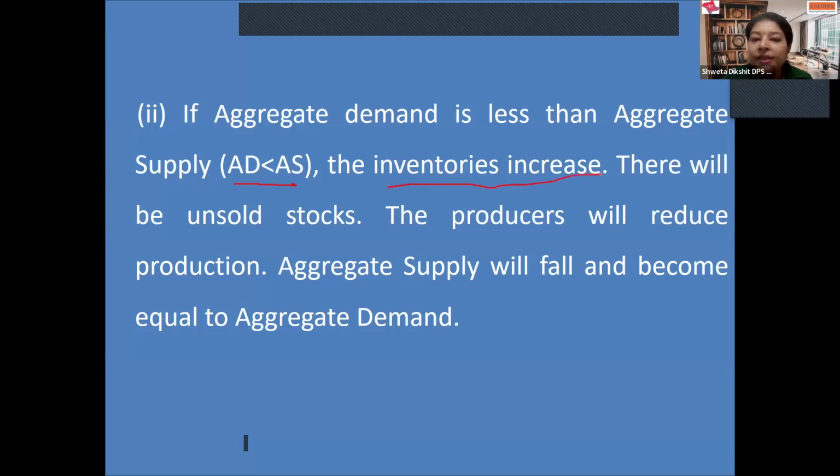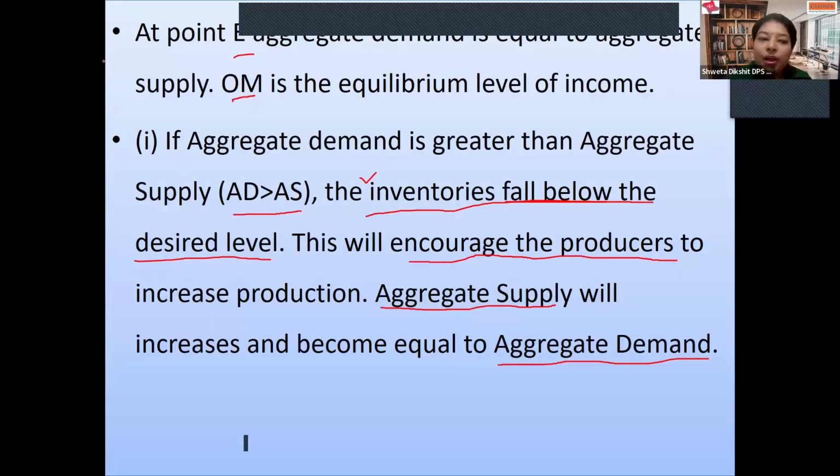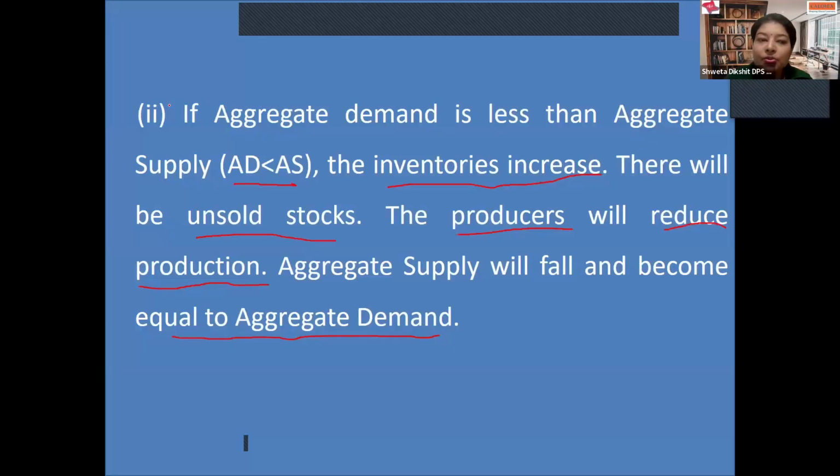Definitely, when you are producing something and you're not able to sell it, you will have to stock it in the stores. So you will start increasing the inventories. This is again not a healthy situation. The unsold stock which is put in inventories actually discourages the producers and they further reduce the production. When they reduce the production, the aggregate supply will definitely fall, and it falls till the point it becomes equal to aggregate demand. Children, remember these 2 points, this slide I just discussed, point 1 and point 2 I just told you, are actually a separate question also.